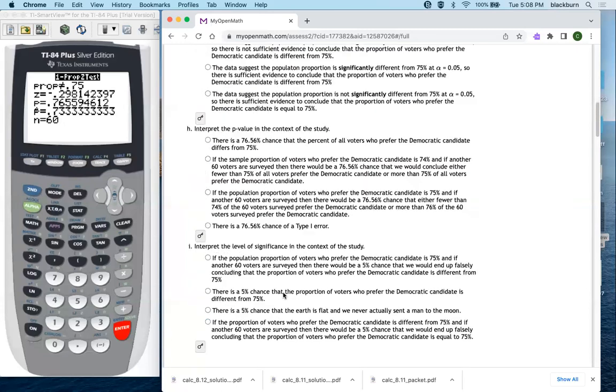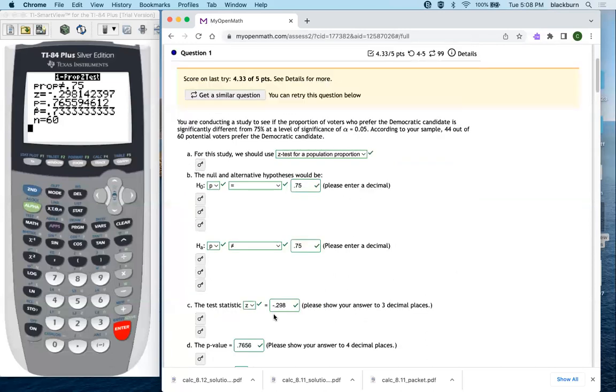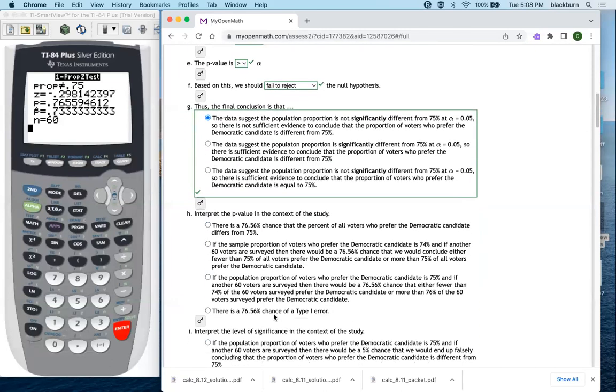So I believe it's going to be the first dot. Oh, let's cross our fingers here. Okay. The p-value is 76.56%. One of the paragraphs is going to be correct. The sample proportion of voters who prefer the Democratic candidate is 74%. And if another 64 voters are surveyed, then there would be a 76.56% chance we could conclude either fewer than 75% of the voters or more than 75% of the voters prefer the Democratic candidate. Holy smokes, that's a lot of words.